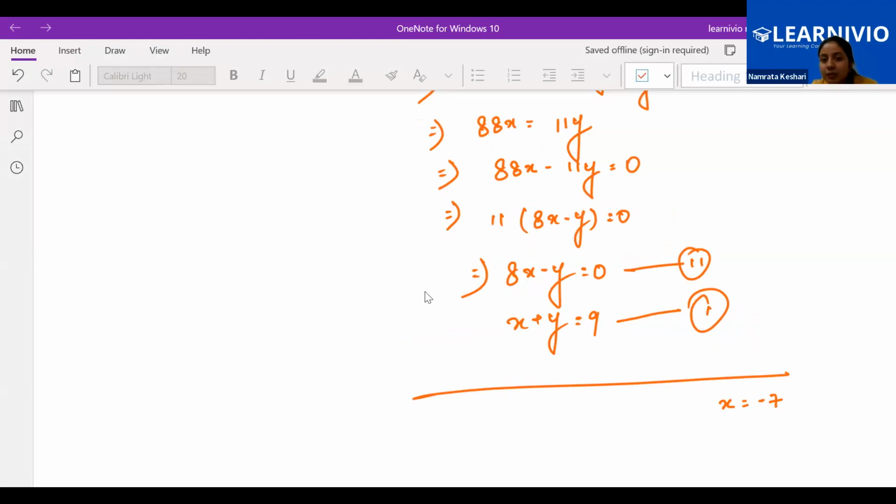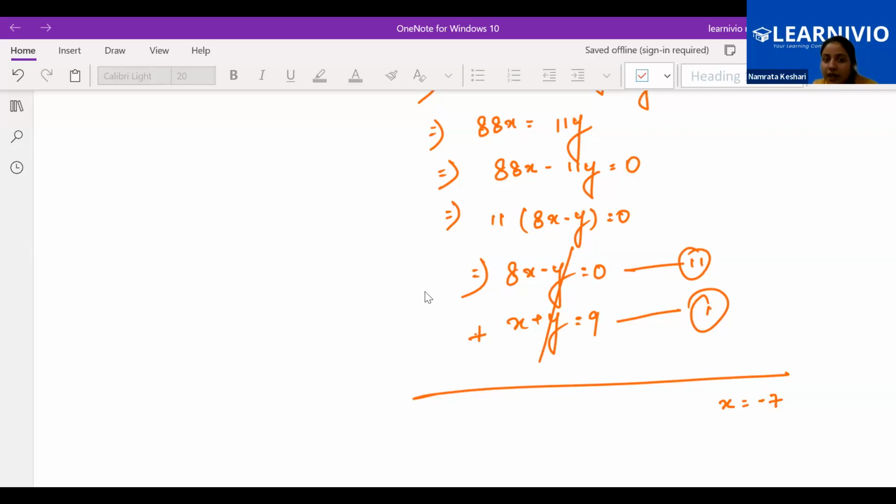Are you applying the method of elimination or the method of substitution? Elimination. So just by adding these two equations, we can see that y and y are getting cancelled out. Yes or no? Yes. So 8x plus x is what? But shouldn't it be minus 8x? No. But like, shouldn't it be minus?